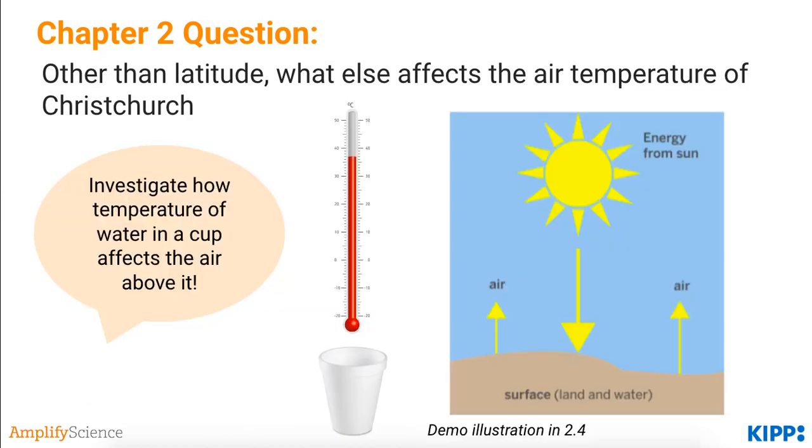We then ask students to think about how might that water affect the air above it. They do so by running an experiment that tests the temperature of air above a warm cup of water. They think back to what they did in the previous chapter and how this compares.